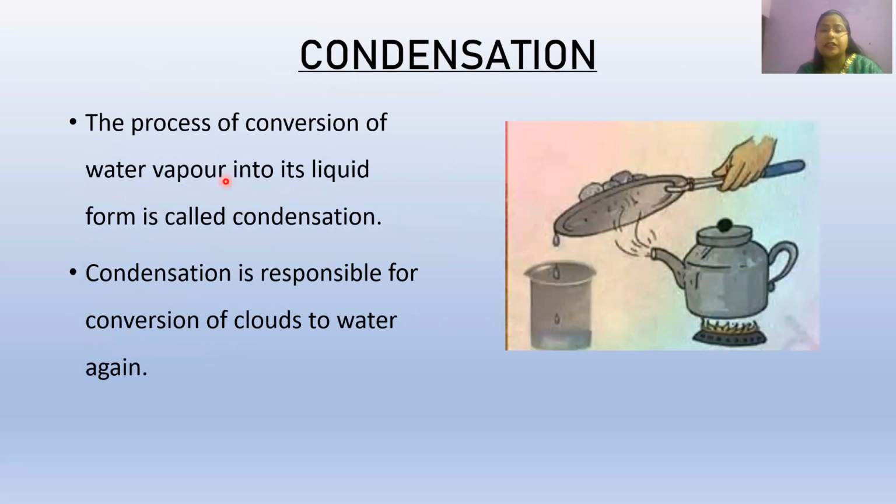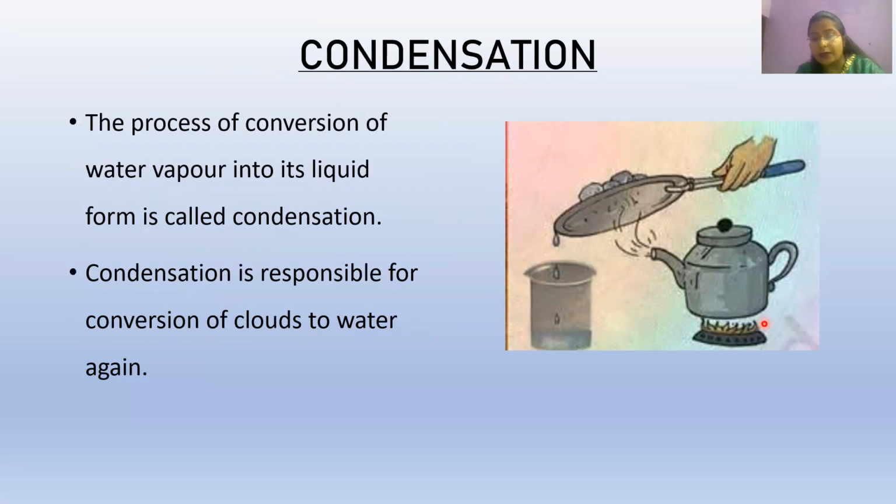Now the next method is condensation. The process of conversion of water vapor into liquid form is called condensation. Now the vapor is again converted into liquid, that process is known as condensation. Evaporation means liquid is converting into vapors, and vapor again converted into liquid, that method is known as condensation. Condensation is responsible for the conversion of clouds to water. Again, in evaporation, water is forming the clouds. Now clouds again get converted into water through the condensation method.